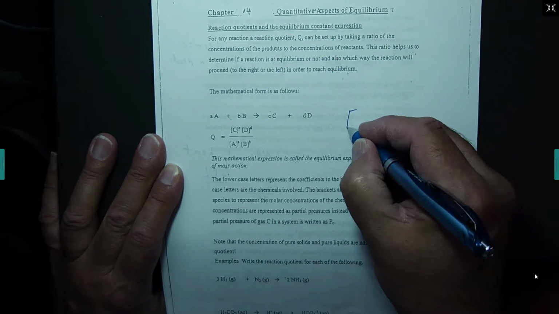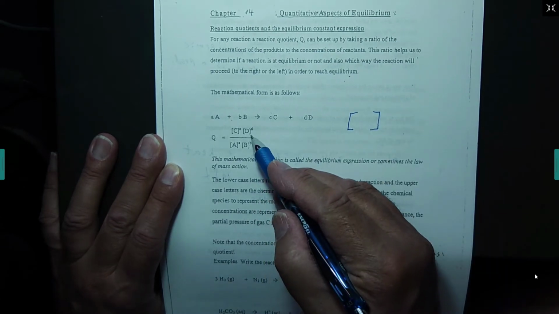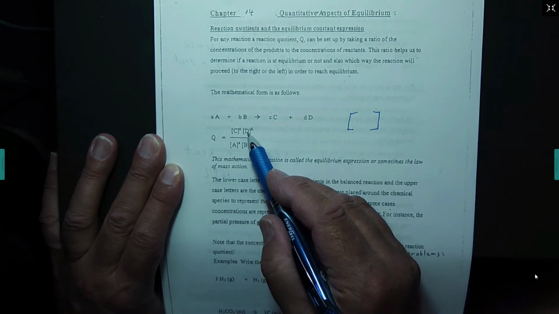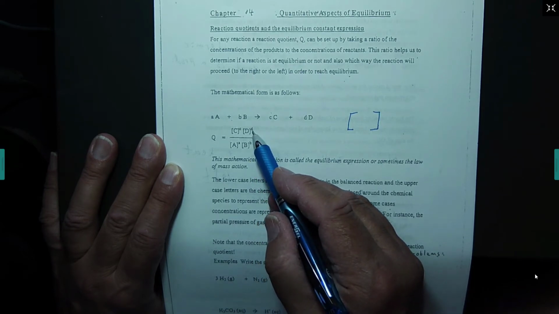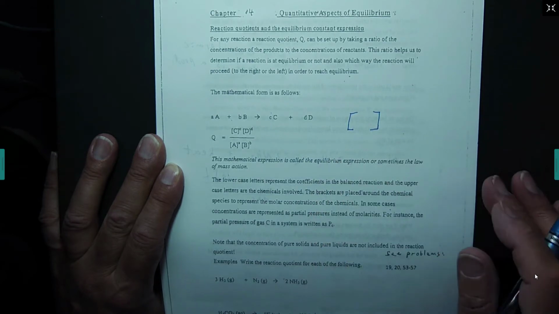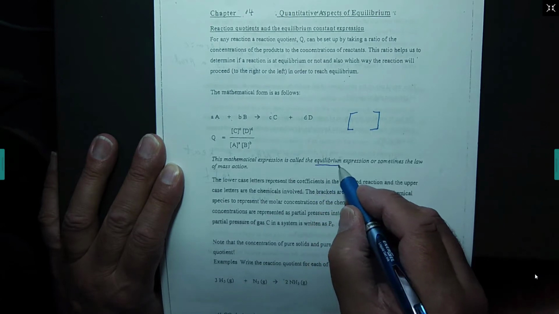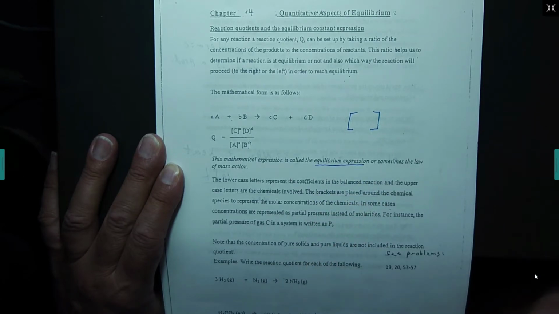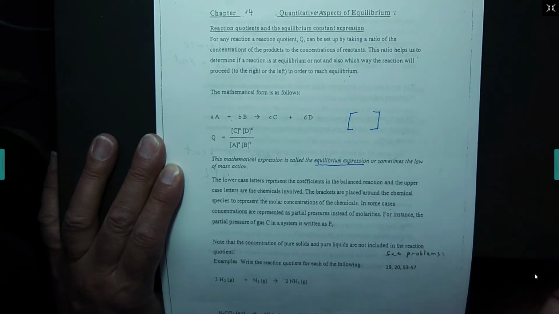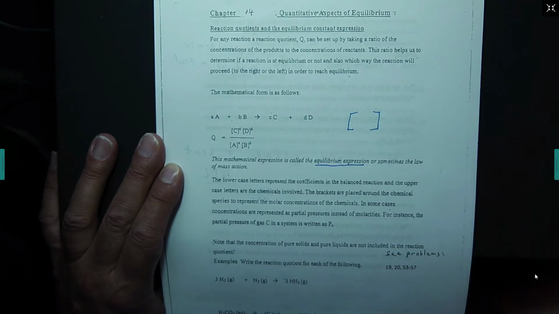These little brackets that you're seeing here, those brackets represent molarity. So this would be the molarity of chemical D raised to this power. That power, again, is taken from the coefficient. So that's an equilibrium expression. Older books, you'll hear it called the law of mass action. So the equilibrium expression there. You can write that for any equation.